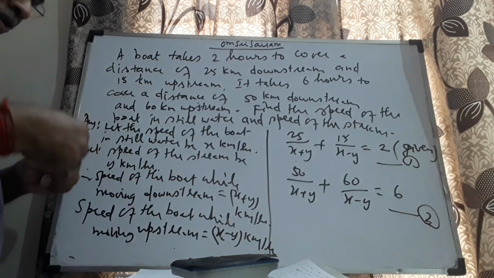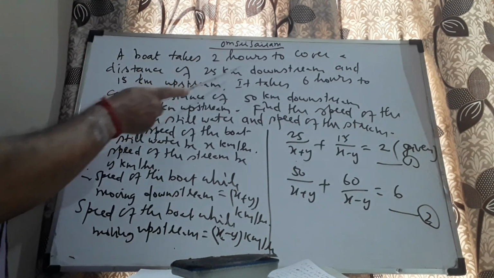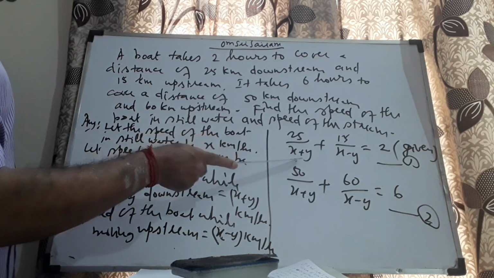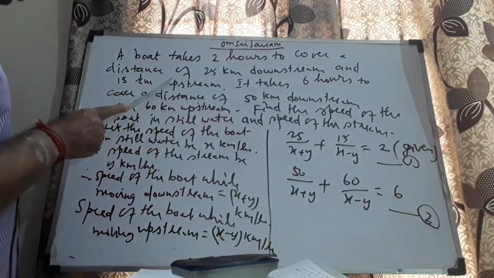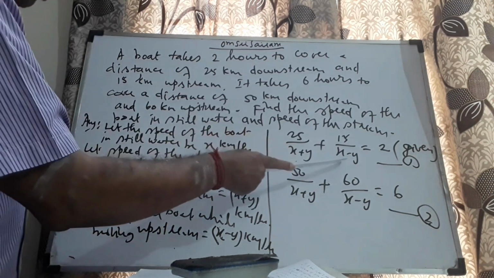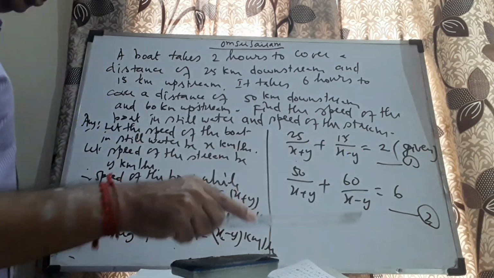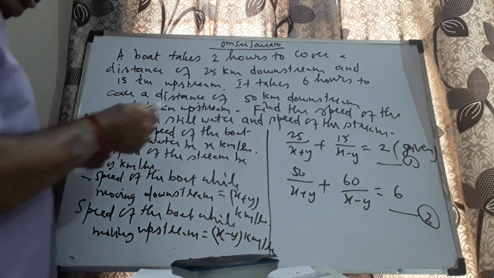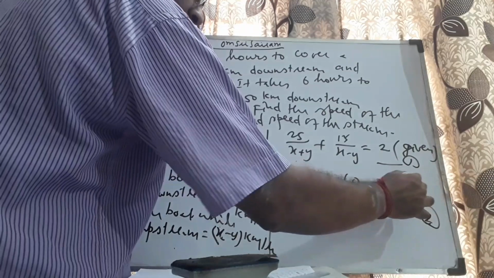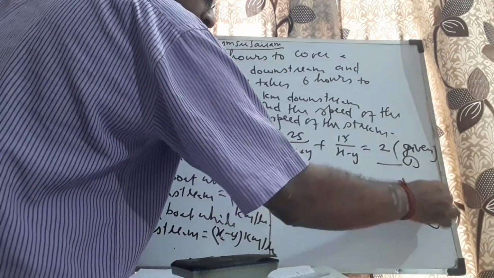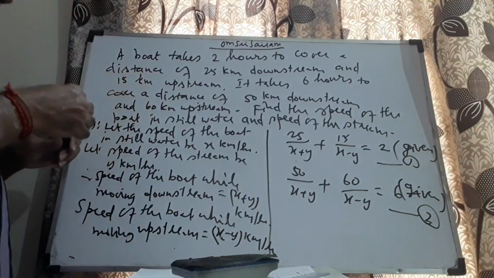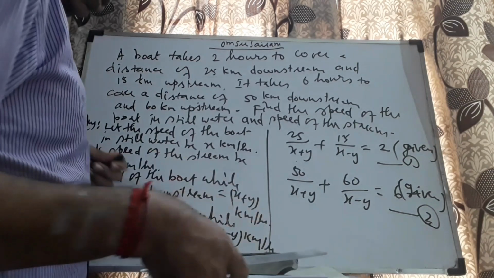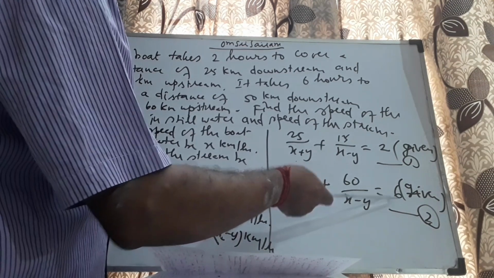Okay, let me just check these two. To cover 25 kilometers downstream, time is 25 by x plus y, plus to cover 15 kilometers upstream, 15 by x minus y, is equal to 2. Name it as equation 1. Then 50 by x plus y plus 60 by x minus y, the total time is 6, that is also given.